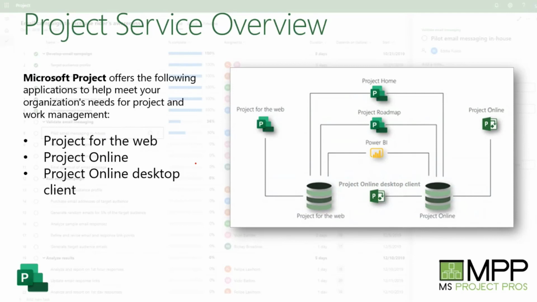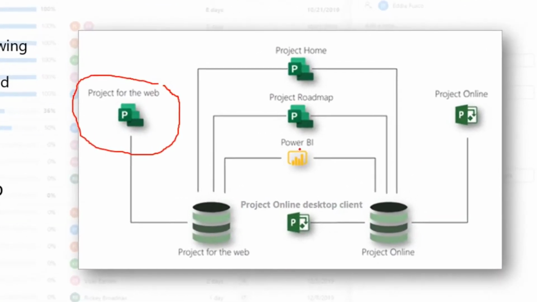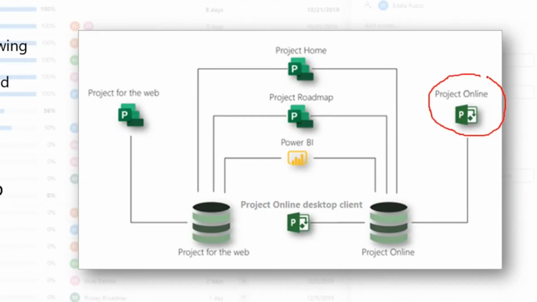So when we think about the different tools now that we're using, the distinction that we want to make here is really between these three. Project for the Web, which is this guy out here, and then you have Project Online, which is really on the other side of it here, and then you have the Project Online Desktop, which is right here.